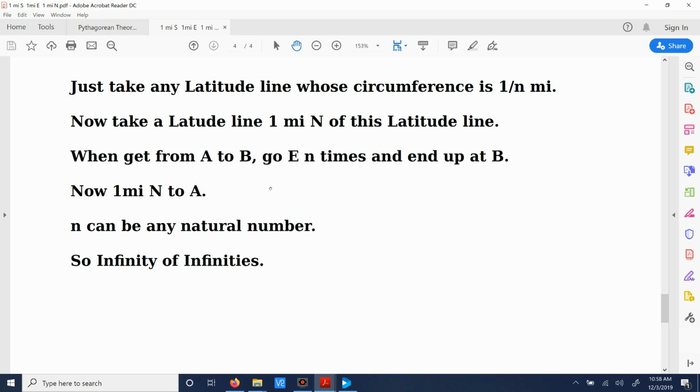And n can be any natural number. So there's an infinite number of latitude lines where this will work. So there's an infinity of infinities. If you go watch my video on infinities, you'll see that. And that's really quite interesting. So this was what I wanted to tell you.